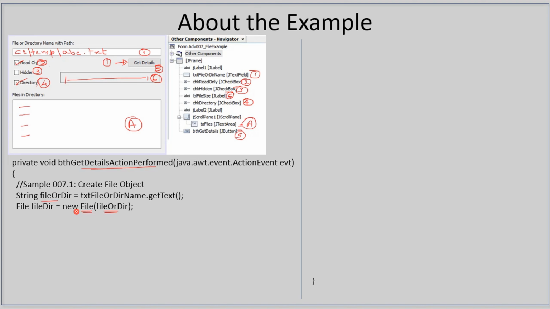That's one point. Second, the file whatever we are giving here, that may exist on physical disk or not, it doesn't matter, you can still create the object. But the moment you check file or directory exists, the system will tell whether the file or directory exists on the physical medium. Here for example, c temp abc.txt. So if abc.txt exists, then this will return true and you will get inside this conditional statement.